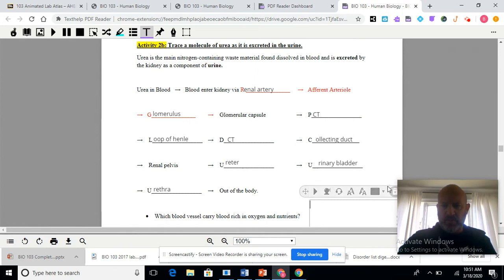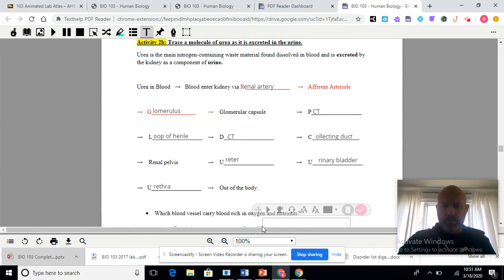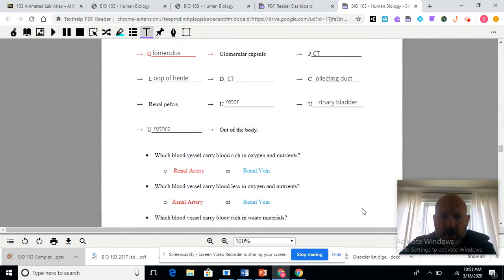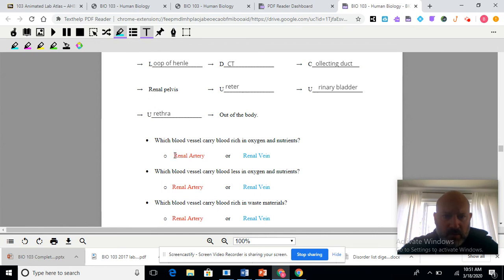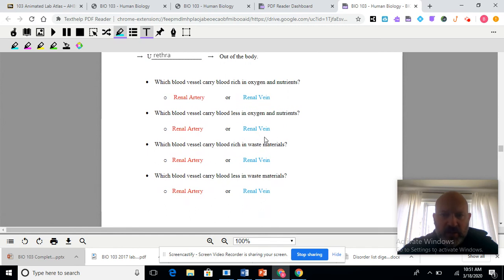All right. So this question is asking us, which blood vessels carry blood rich in oxygen? Well, it's in red, so we know it's oxygenated blood in there. So that's the renal artery. Right. Here's your answer. Oh, it didn't work. Whatever. And then which blood vessel carries blood less rich in oxygen? Well, that would be deoxygenated blood, so that's the renal vein.